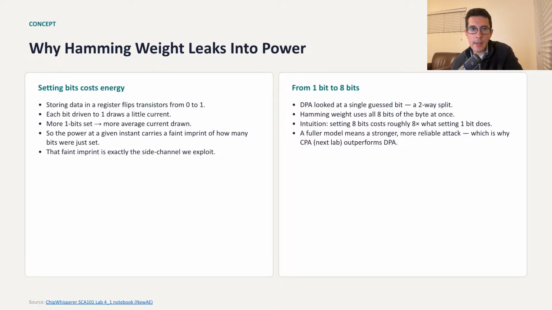With DPA, we only watched a single bit and did a two-way split. With the Hamming weight, we use all 8 bits at once. Intuitively, setting 8 bits costs roughly 8 times what setting 1 bit does. So this richer model supports stronger, more reliable attacks like correlation power analysis.